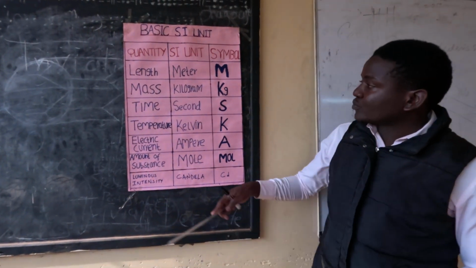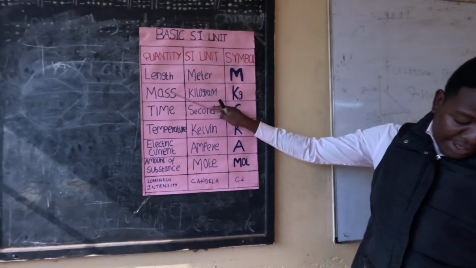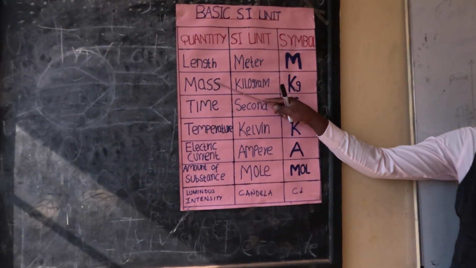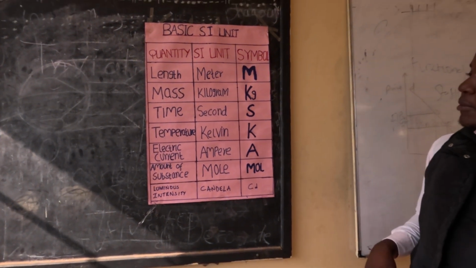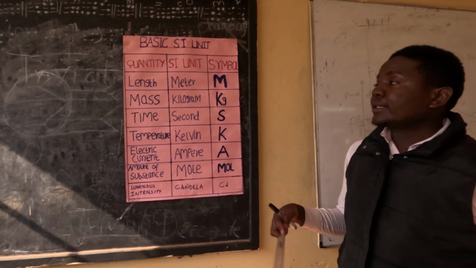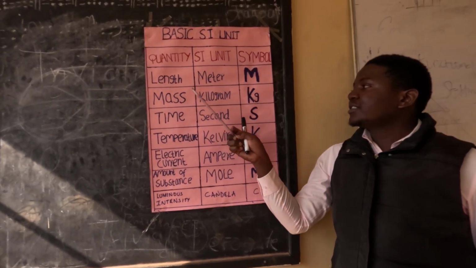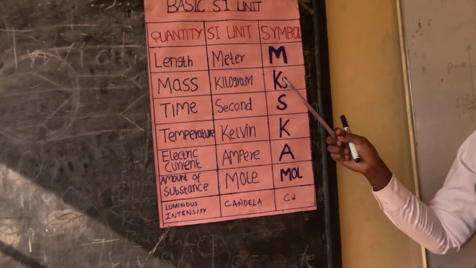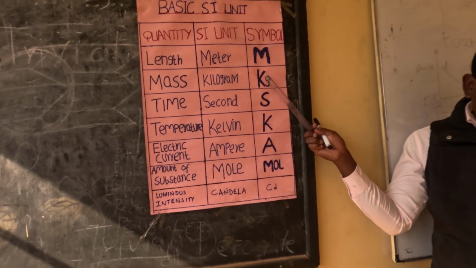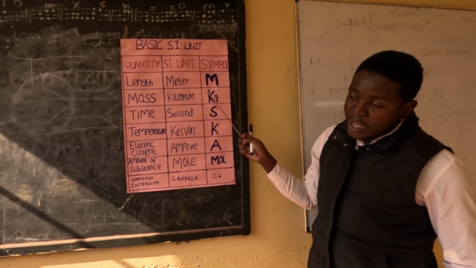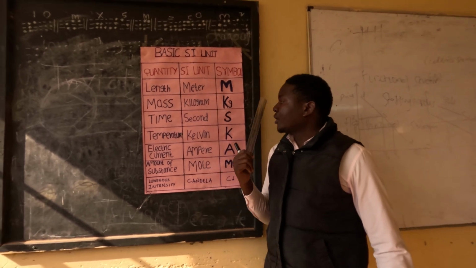Then number 2, we have mass. Mass is the amount of matter in an object, and the SI unit for mass is kilogram, and the symbol is kg. For example, we can weigh a bag of rice.